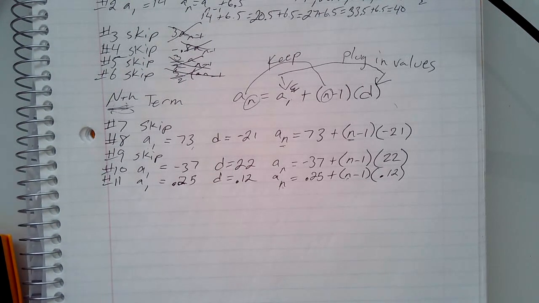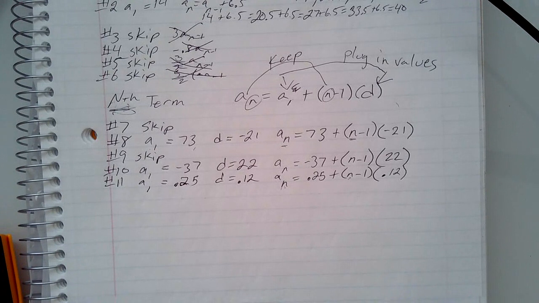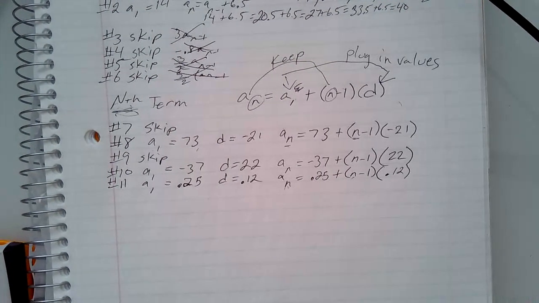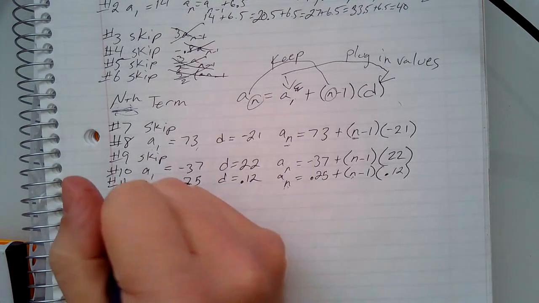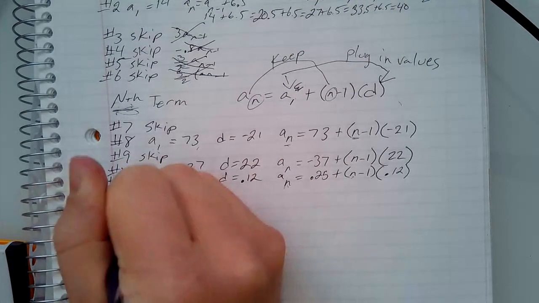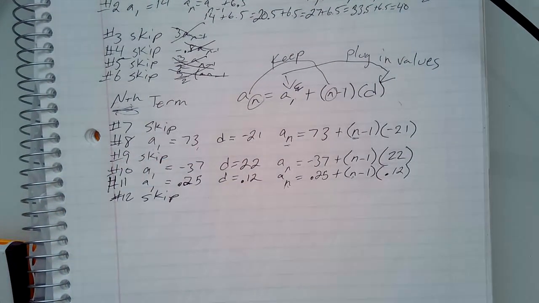Number 12, we can see right away. Everyone look at number 12, please. You can see right away that it is not arithmetic. It is definitely geometric because it goes from positive to negative to positive to negative. You can't do that with addition and subtraction. You can only do that by multiplying a negative number times a positive number, and then a negative times a negative, and then a negative times a positive, right? So we can automatically skip number 12 because it is definitely geometric.